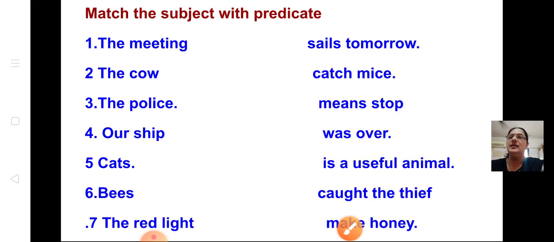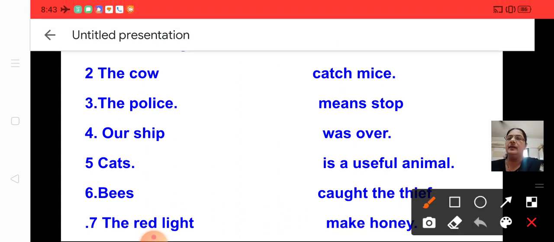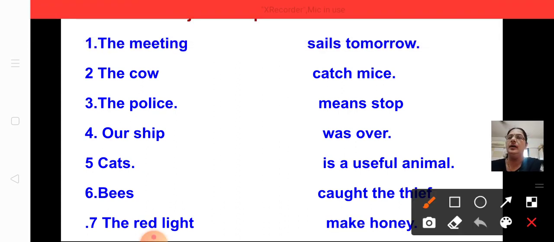See here. Match. I think you all like matching. You have to match the subject with the predicate over there. Okay. So this is very easy. You can see here. Now you read both sides. The meeting. Sales tomorrow. Catch mice. Means stop. Was over. Is a useful animal. Caught the thief. Make honey.